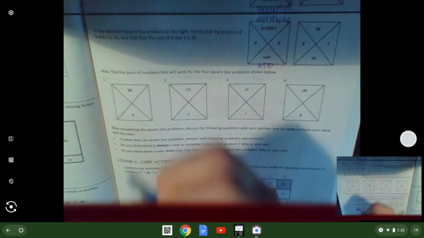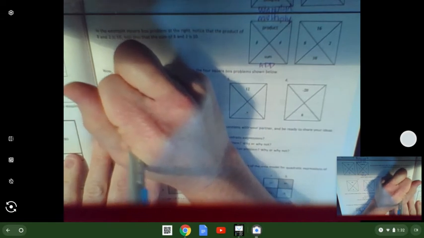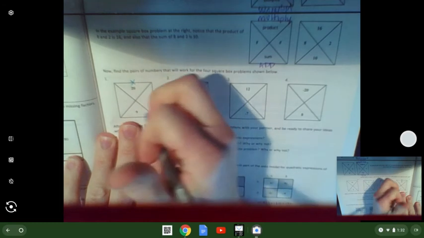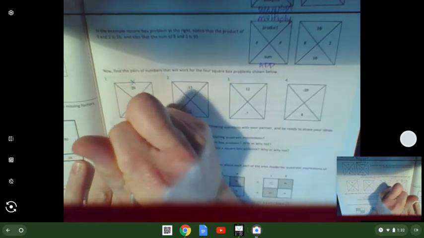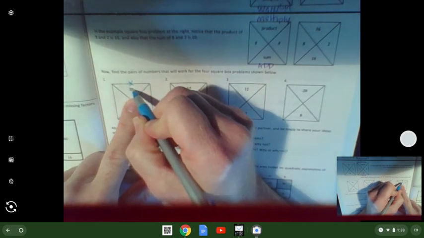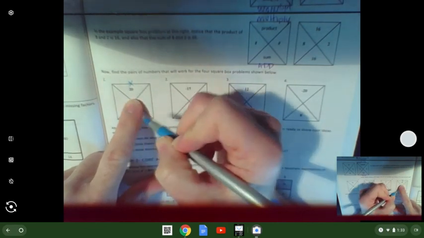Here goes. So we need two numbers that multiply to 20. I'm just going to write some symbols up here to remind myself, and add to 9. Now, some of you may be able to figure out exactly what that is right away. Others of you may struggle. So here's my suggestion. Start with the multiplying. Always, always, always start with the multiplying.